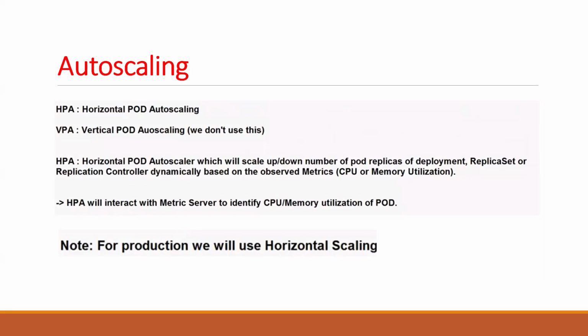We don't use vertical in Kubernetes. We use only HPA, horizontal pod autoscaler, which will scale up and scale down the number of pods, replicas of the deployment, replica set or replication controller dynamically based on the observed metrics, CPU and memory utilization. HPA will interact with the metric server to identify the CPU and memory utilization of the pod. So note, for production, we will use horizontal scaling.